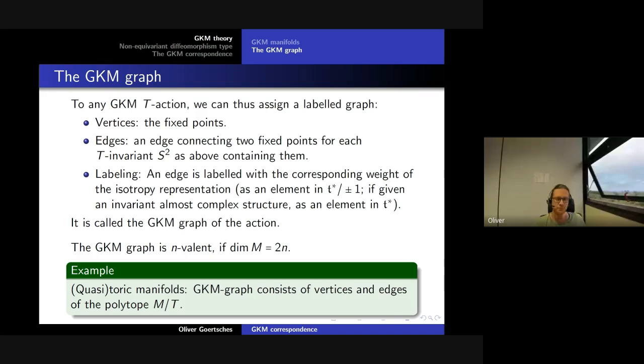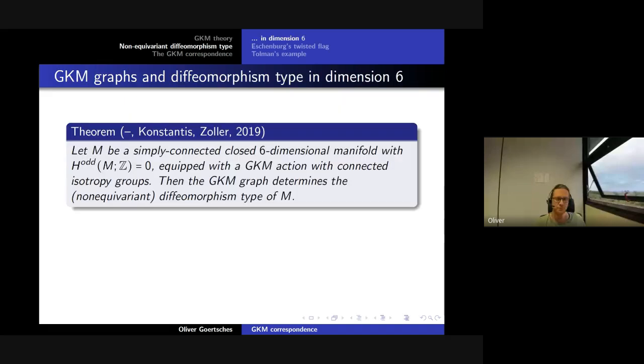Okay, so this is the definition. I want to give some applications of this theory, to start with this theorem that maybe explains why I like this theory. My statement is that this theory is rather powerful in low dimensions, and with low dimensions I mean dimension 6. Why do I mean dimension 6? Because this is the first dimension in which really something GKM can happen.